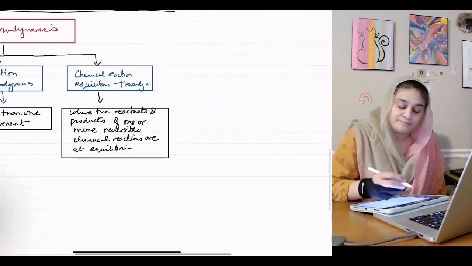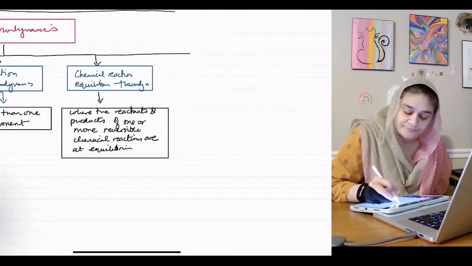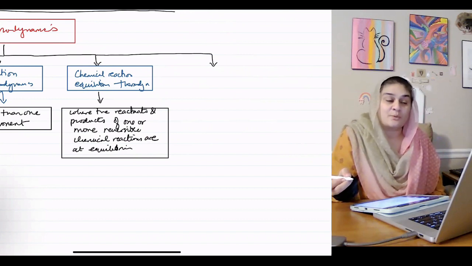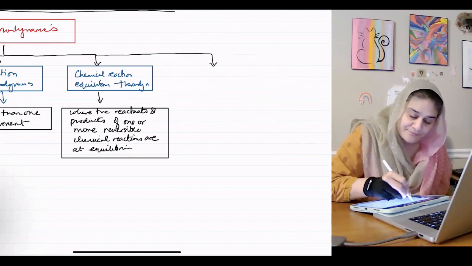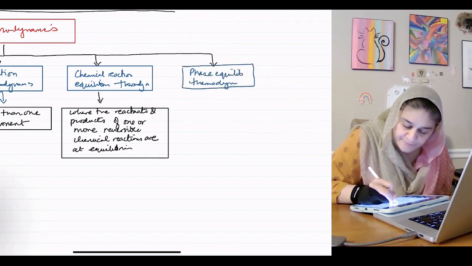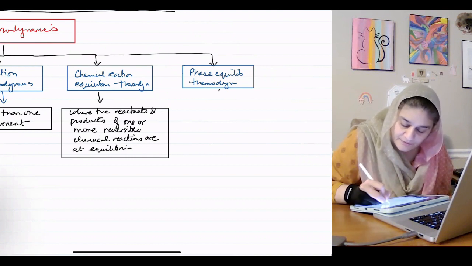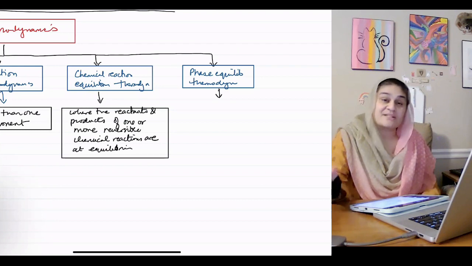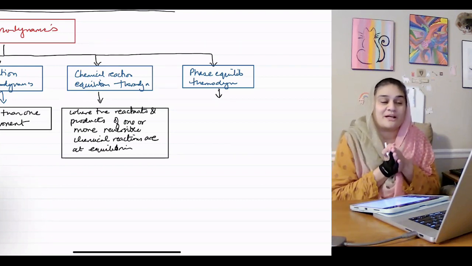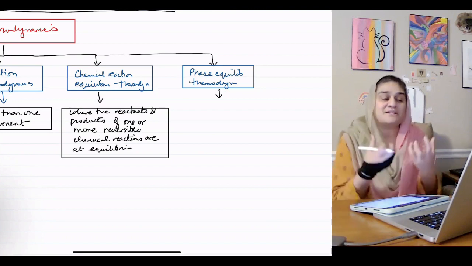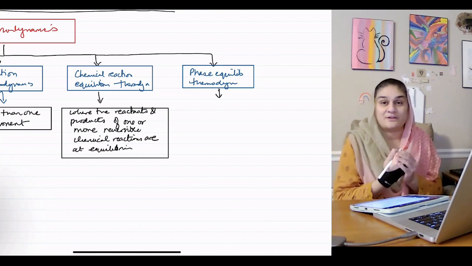Number four is called phase equilibrium thermodynamics. So phase equilibrium thermodynamics is the part of chemical thermodynamics where the behavior of multiple phases that may exist in equilibrium with each other is studied.